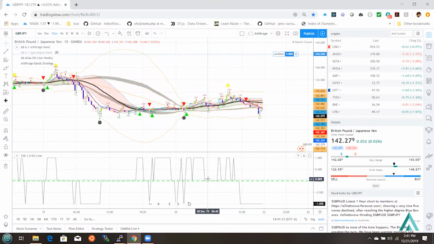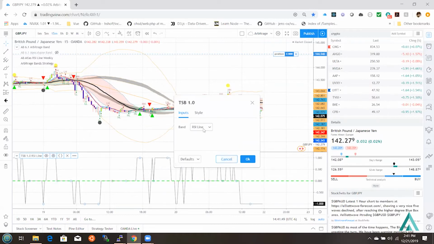So any prolonged stalling at the sideways position, I typically take profit and wait for it to tell me, okay, you're going to get more up or you're going to get more down. And just like previously, since I'm using the arbitrage band, I would have TSB set to the RSI line because it's its closest neighbor. That'll let me know sooner rather than later that the trend is actually ending.